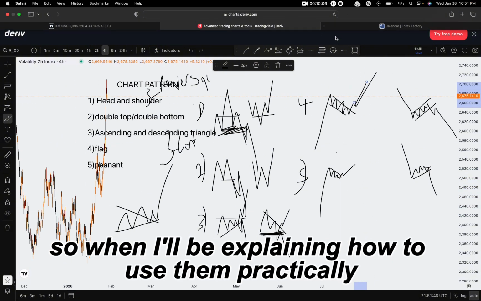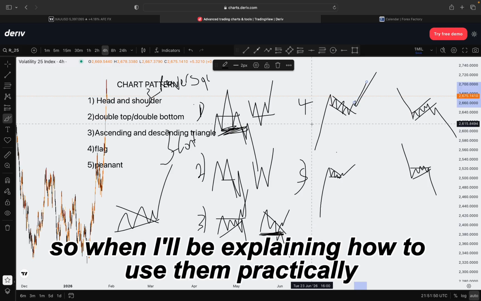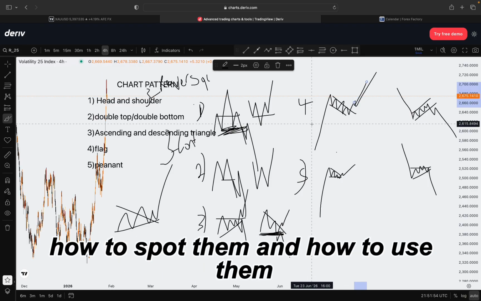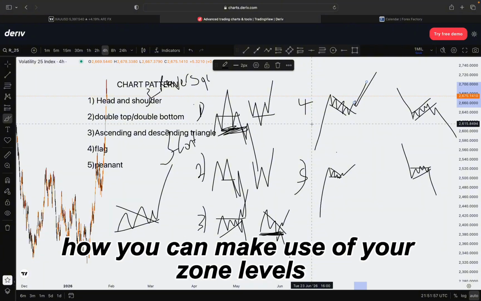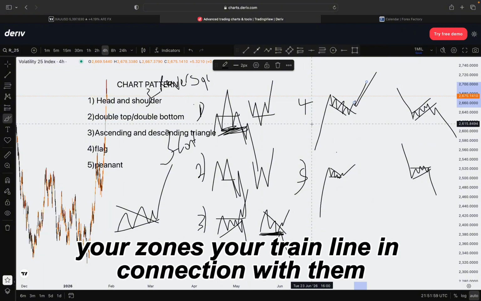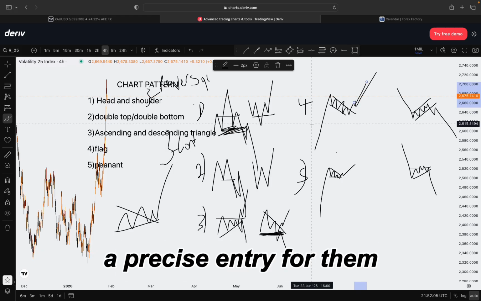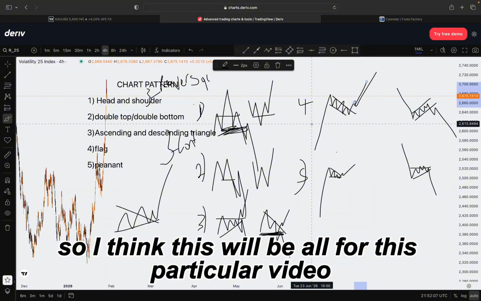So when I'll be explaining how to use them practically, I think I will explain in depth how to make use of them, how to spot them, and how to use them, how you can make use of your zone levels, your zones, your trend line in connection with them, and then to get a precise entry for them. So I think this will be all for this particular video.